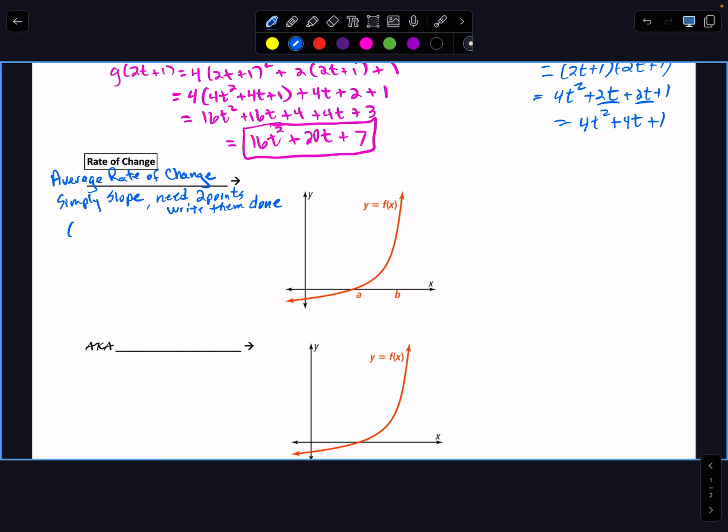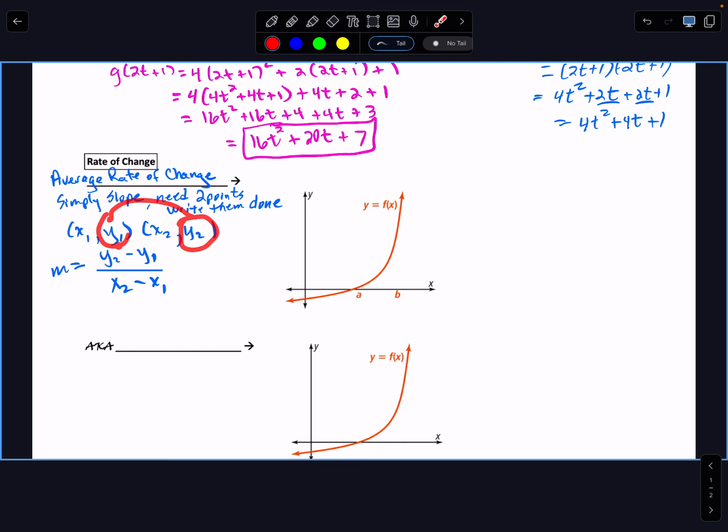And then substitute into the slope formula. So the slope formula, you have x sub 1, y sub 1. Just to review, you have x sub 2, y sub 2. And the slope is y sub 2 minus y sub 1 all over x sub 2 minus x sub 1. It is your change in y. So it is the y coordinate minus the y coordinate.